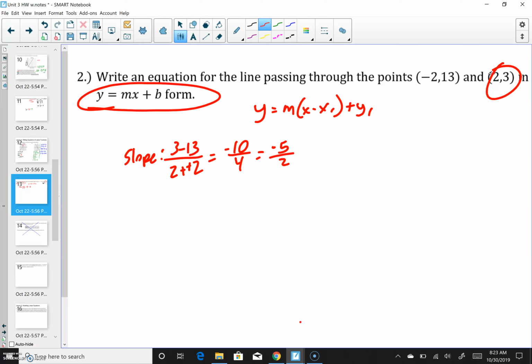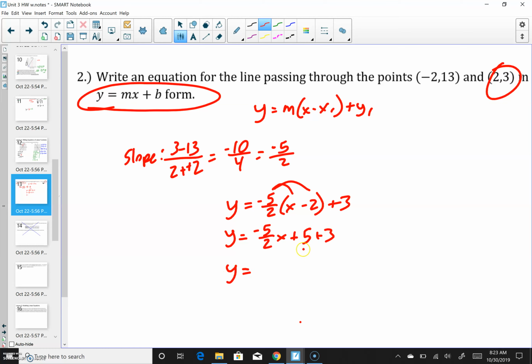I'm going to choose to use the point 2, 3 because it has no negatives in it. So y equals -5 over 2, open parentheses, x minus 2, and then plus 3. Normally you'd be okay leaving it there, but because it says y equals mx plus b, we have to distribute. Y equals -5 over 2x. -5 over 2 times -2 gives you a positive 5, and then plus 3. We're going to combine those two together to give us -5 over 2x, and then plus 8. So that's how you would do it through point slope.